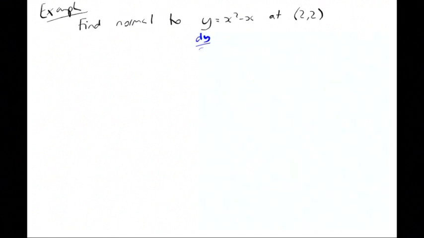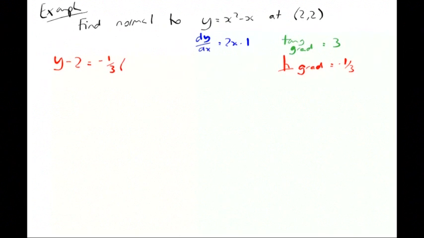Another example here. Find the normal to y equals x squared minus x at the point (2, 2). We'll find the gradient of it, differentiate, we get dy by dx equals 2x minus 1. So that gives us a tangent gradient at the point x equals 2 of 3. Gives us a perpendicular, a normal gradient, of minus a third. At the point (2, 2), we're going to do y minus 2 equals minus a third (x minus 2). Move the 3 across, expand out the bracket, we get 3y minus 6 equals minus x plus 2. And rejiggling it, we get 3y plus x equals 8.